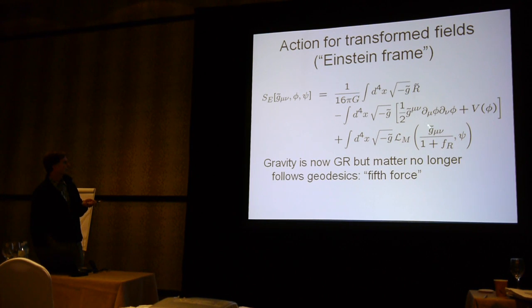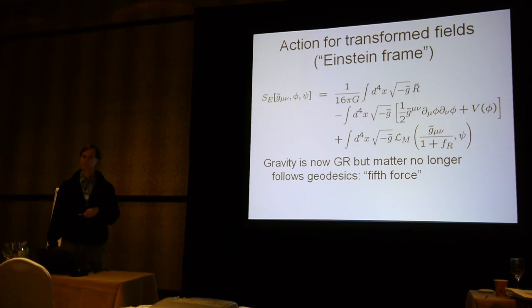But there's one rather unusual modification, namely that the metric appearing in the matter action is no longer the metric that obeys the Einstein equations. What that means is that the matter no longer moves along geodesics of this g tilde mu nu metric. In other words, there will be deviations from, let's say, Newtonian gravity or geodesic motion involving derivatives of this f sub R, this scaleron. Those deviations are sometimes called fifth forces.